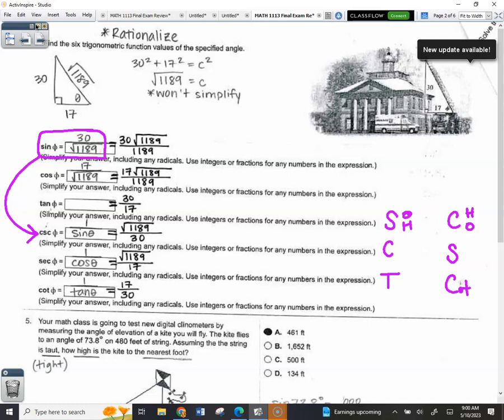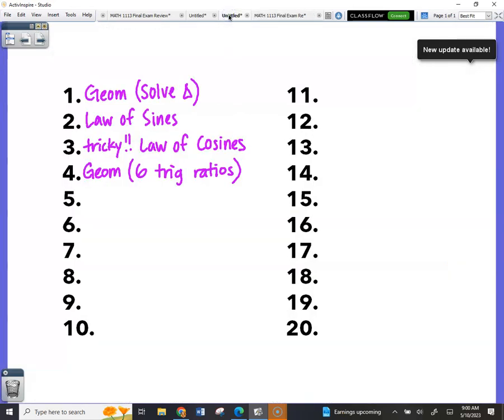So you did have to do Pythagorean theorem first, then you just write your 6 trig ratios. Number 5 was basic geometry, and it was finding a missing side. I'm going to say find a side of a right triangle. I did write on there the word taut, not like she taught me, taut.